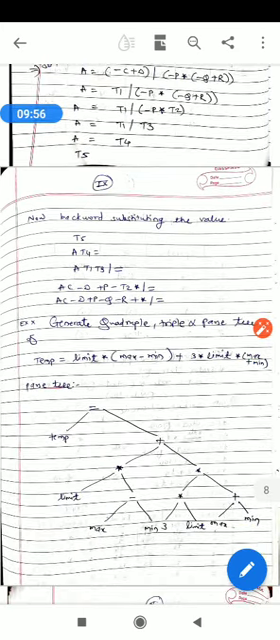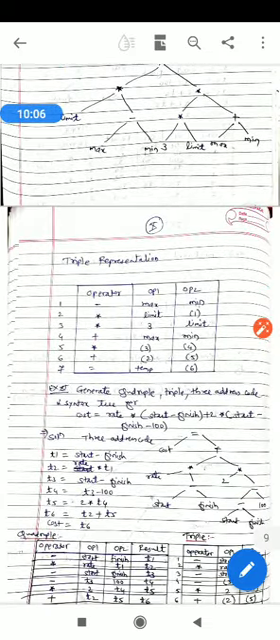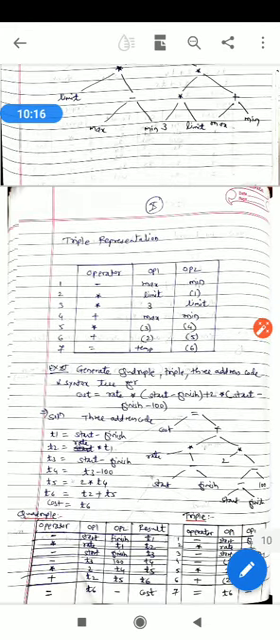Generate quadruples, triples and parse tree. So parse tree has root node, leaf nodes, non-leaf nodes, and triple representations pass only 3 parameters, that is operator, operand 1 and operand 2. And finally generate quadruple, triple, 3 address code and syntax tree for these specific equations.